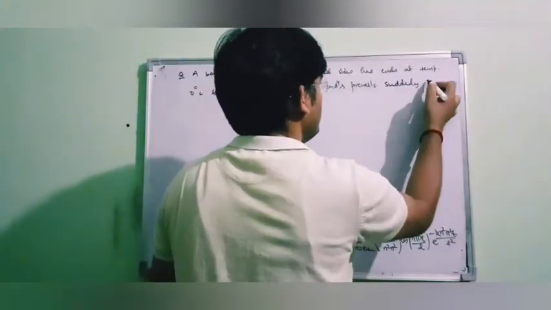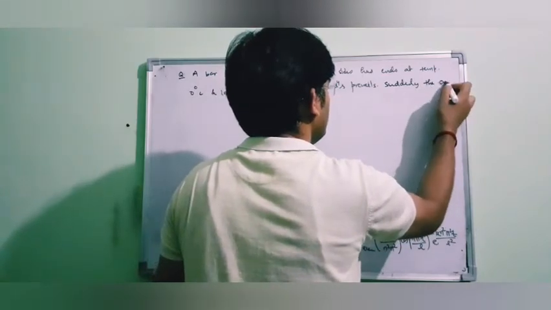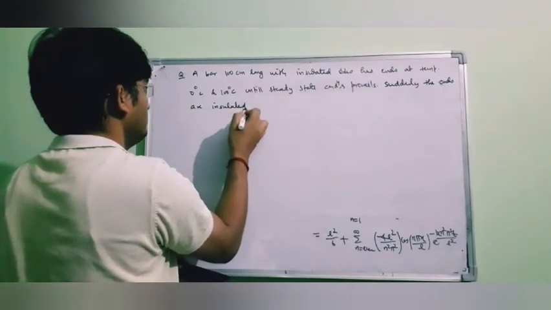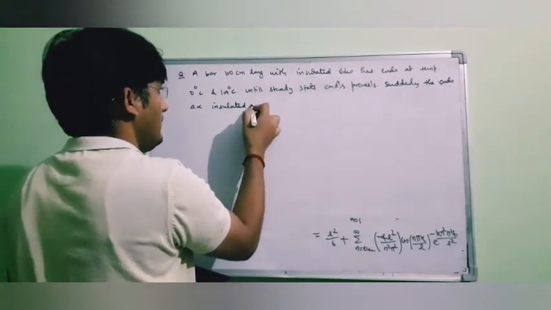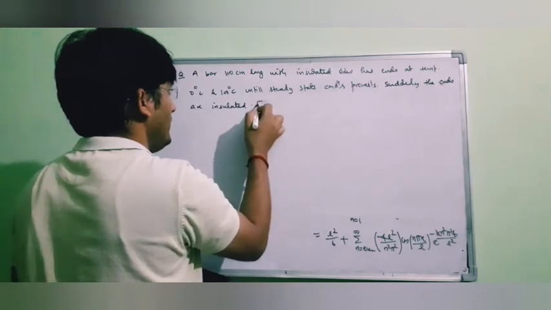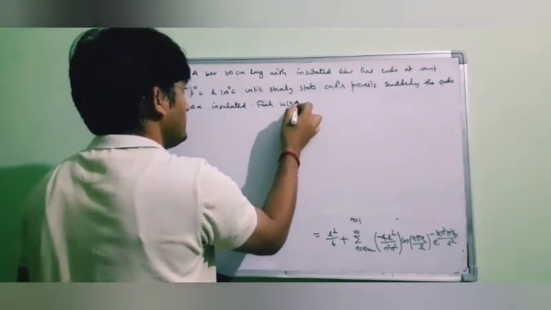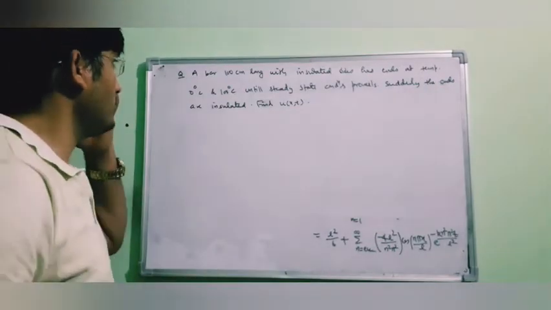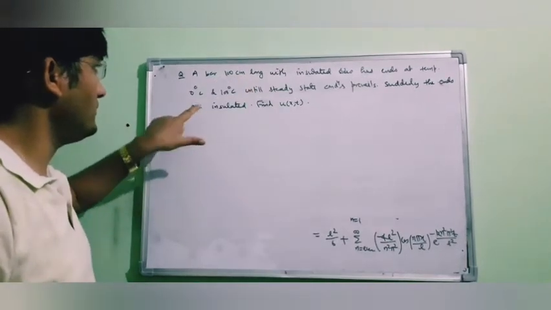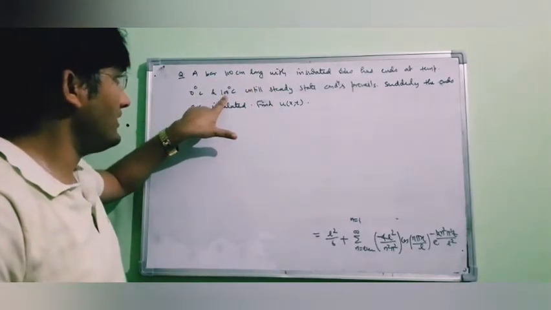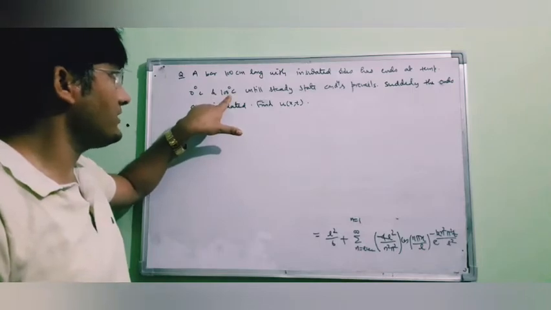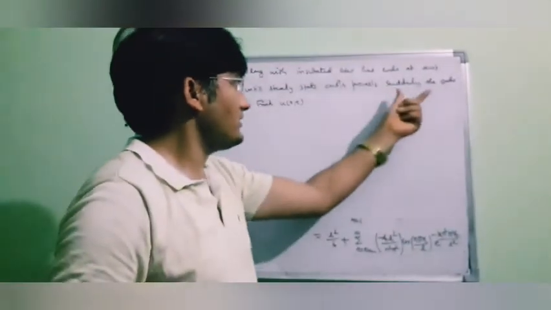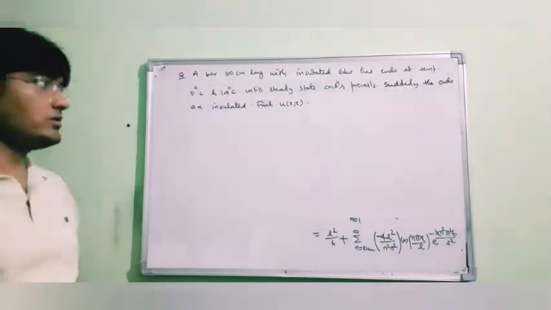Now the ends are insulated, so find the subsequent temperature at some time t greater than 0. Initially the length of the bar is 100 centimeter and the temperature of the ends is 0 degree centigrade and 100 degree centigrade until the steady state condition prevails. Suddenly the ends are insulated, so you have to find out u(x,t).